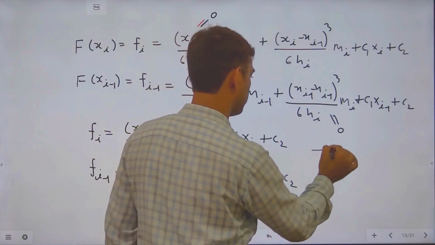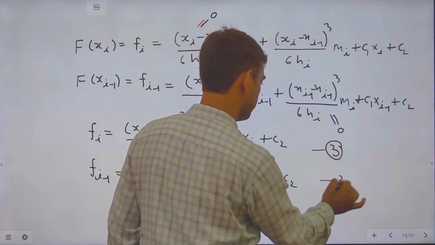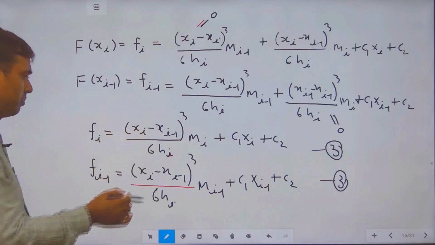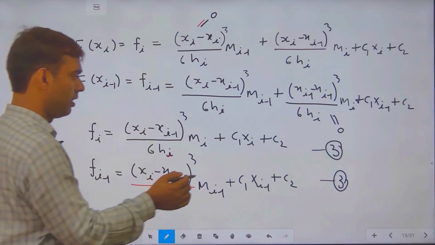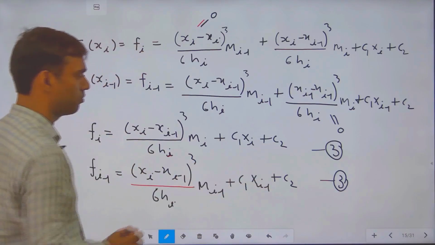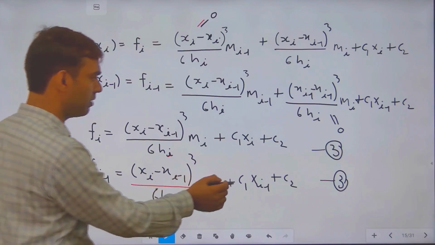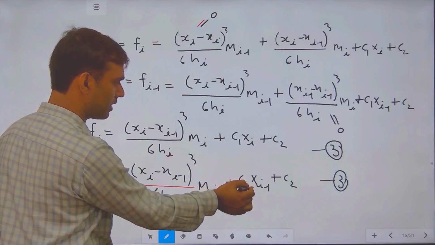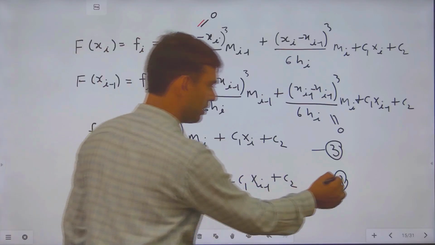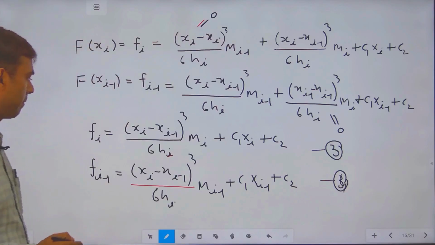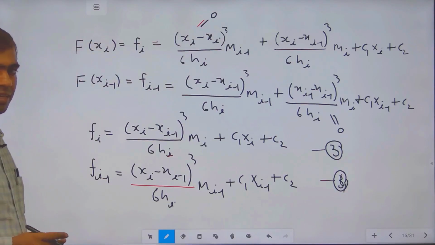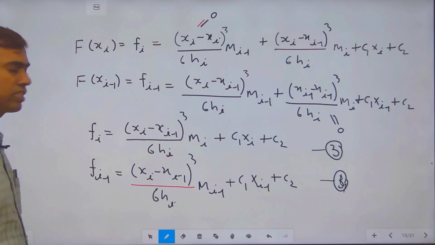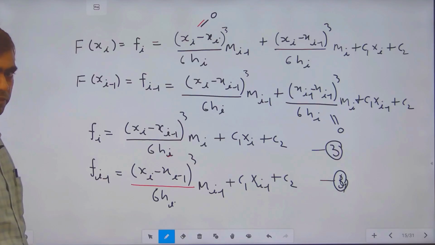So, if we solve these two equations, equation number 3 and equation number 4, for c1 and c2, means if we subtract these two equations, then we are able to find the value of c1. And if we multiply by x_{i-1} in equation number 3 and by x_i in equation number 4, then after simplification we can very easily find the values of c1 and c2. So, if we solve this simultaneous equation, we are able to find the values of c1 and c2.